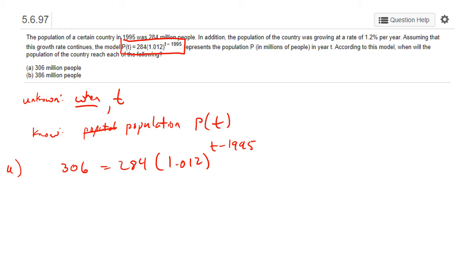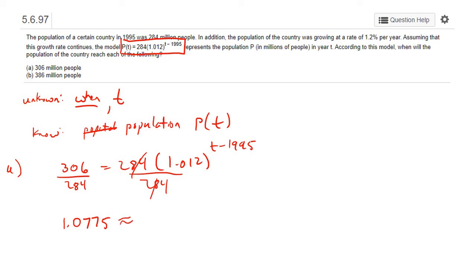So what I need to do is get t. The first thing I'm going to do is divide both sides by 284. Okay, these cancel off quite nicely. We're going to go ahead and just work with 2-digit decimal approximations for convenience rather than a whole bunch of fractions. So 306 over 284 is about 1.08. So this is 1.0. I'll actually carry 4 decimal points.